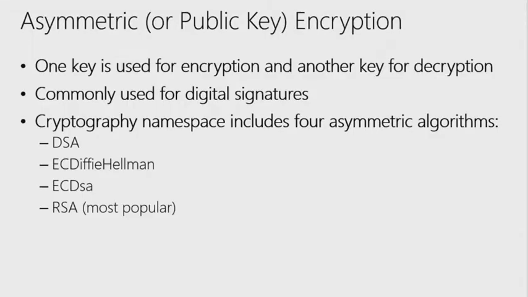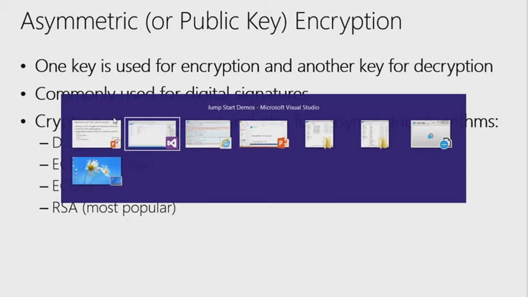And so if we look at the cryptography namespace for the asymmetric algorithms, there are 4. All 4 of these are safe. They produce sufficiently encrypted information that you can trust them. However, the RSA algorithm seems to be the most popular, and that's the one we'll look at in a moment. Great. Let's take a look at the code.